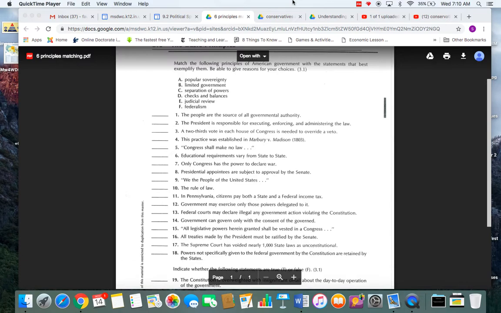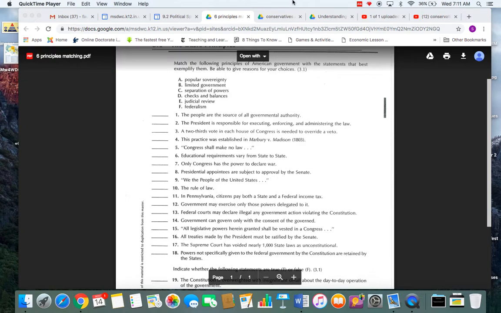Pennsylvania, as soon as you see that, you should know that, okay, we're giving certain powers to the states. So federalism. In Pennsylvania, citizens pay both a state and a federal income tax because we have that division of power. Government may exercise only those powers delegated to it. So we're telling the government, you are not all powerful. You are limited because you can only do these specific things that we have outlined in the Constitution, limited government. Federal courts may declare illegal any government action violating the Constitution. And once again, that's almost the very definition of judicial review.